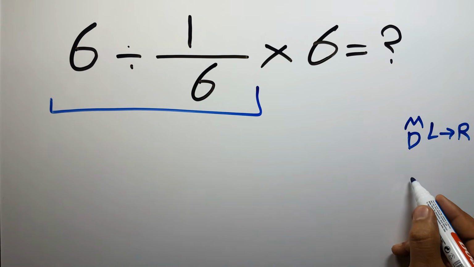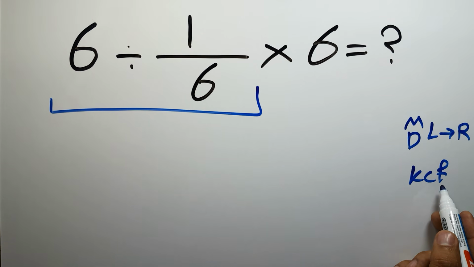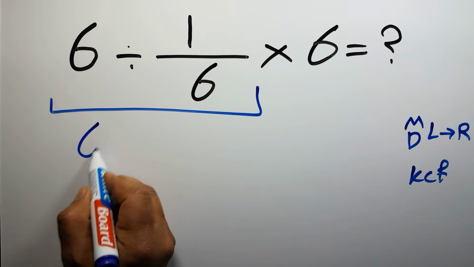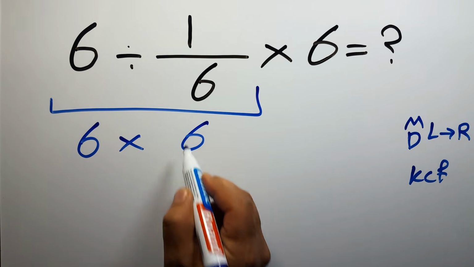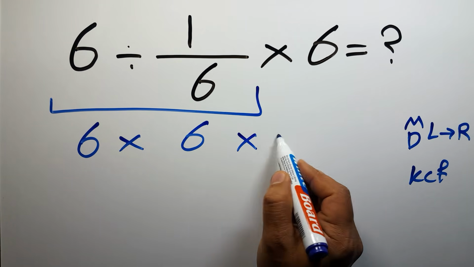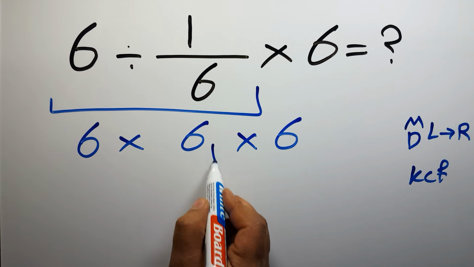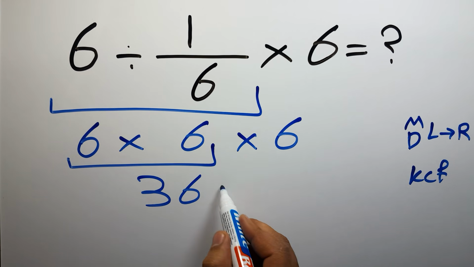According to the KCF rule, K stands for keep, C stands for change, and F stands for flip. We can write keep the first fraction, change division to multiplication, and flip the second fraction. So 6 times 6, and again here we have times 6. Okay, 6 times 6 gives us 36. So 36 times 6.